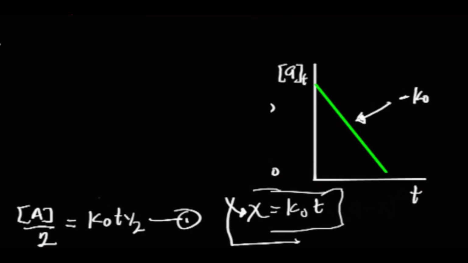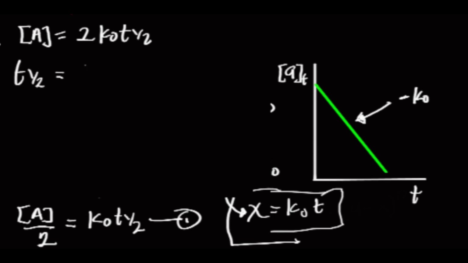Since we have the concentration of reactant divided by 2 equals K naught T half, that shows that we're going to have the concentration of this reactant equal to K naught T half. Since I'm talking about T half, which is the half-life, I have to make the half-life the subject of the formula. That shows I'm going to have T half equals the concentration of this reactant divided by 2K naught. This is the half-life for a zero order reaction.